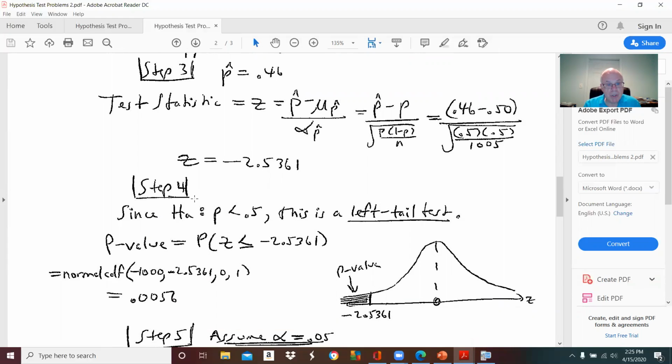So it's consistent with, of course, this left tail test. We're going to plot negative 2.5361 on the left here. We're going to use normal CDF, do a left tail test, and we come up with, again, a small probability of 0.0056.